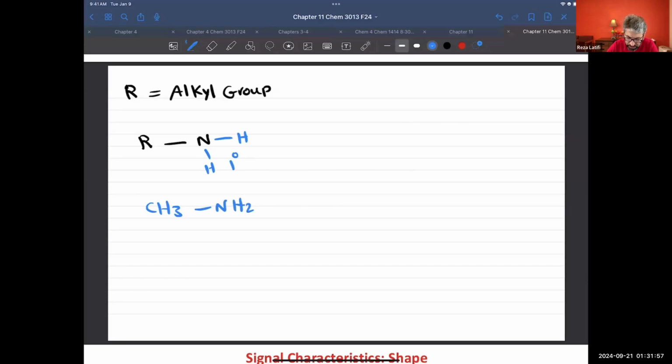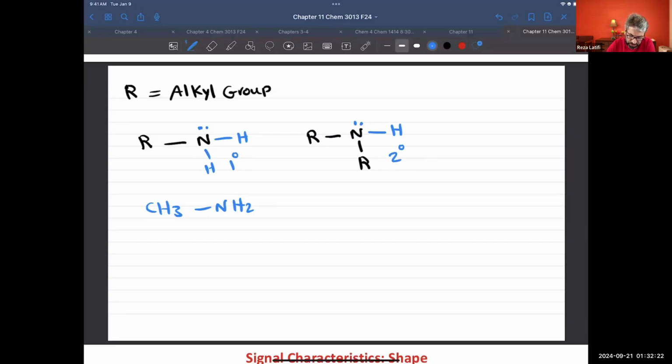Or how about this? You go R attached to nitrogen, and another R, and we have only one hydrogen. And of course, each nitrogen has one lone pair. This amine is going to be secondary. And so we have primary and secondary amine.